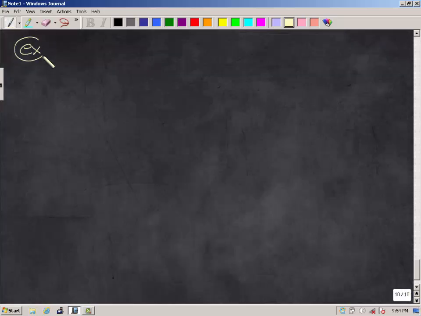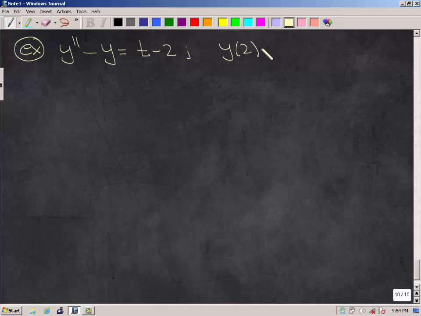So let's see, if I give you this one: we have y double prime minus y is equal to t minus 2. They've told us that y of 2 is equal to 3 and y prime of 2 is equal to 0. So what's special about this equation? The special thing is the initial conditions are given at 2.